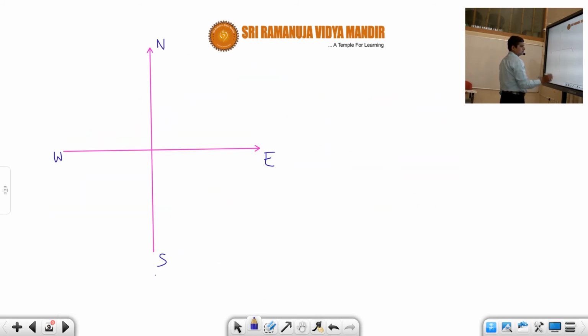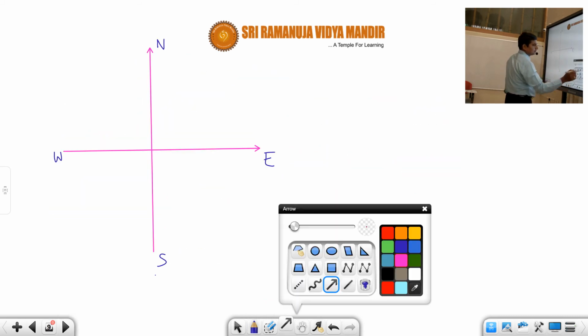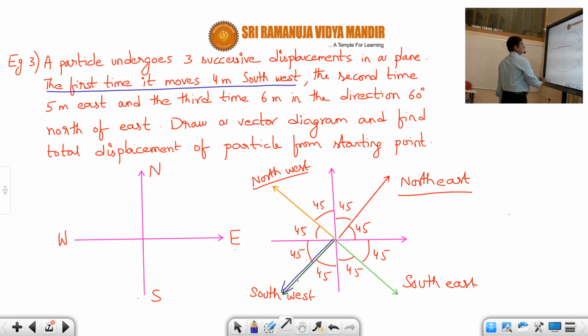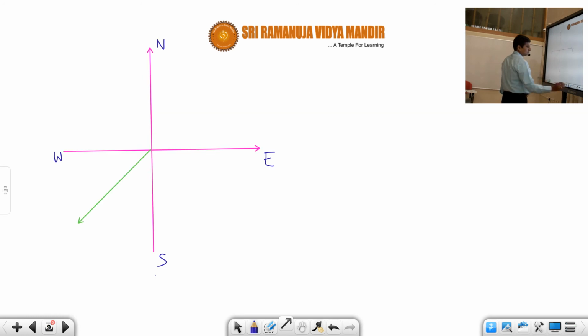Southwest we can tell directly, students. Let us say we start from here. Southwest means exactly this one, students. How much, students? This is 4 meters southwest. That means here the angle should be 45 immediately, students, because they won't mention it. Southwest means it is always equally inclined to south and west.